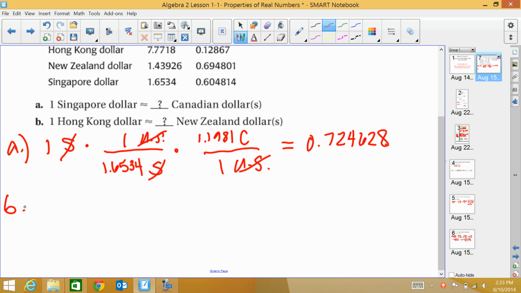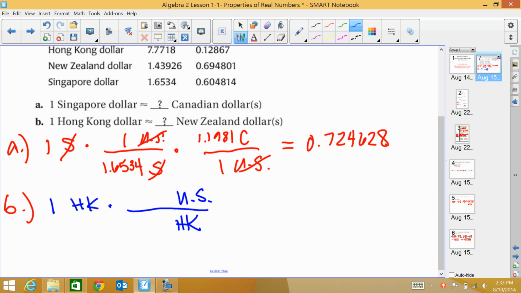Okay, part B. Let's switch colors for fun. Okay, so right now we have 1 Hong Kong dollar. And we want to change to New Zealand dollars. Now we're going to have to do the same thing first. We don't know that conversion, so we're going to have to convert to US dollars first. So we're going to multiply, and Hong Kong would have to go on the bottom in order to cancel out, and US would have to go on the top.